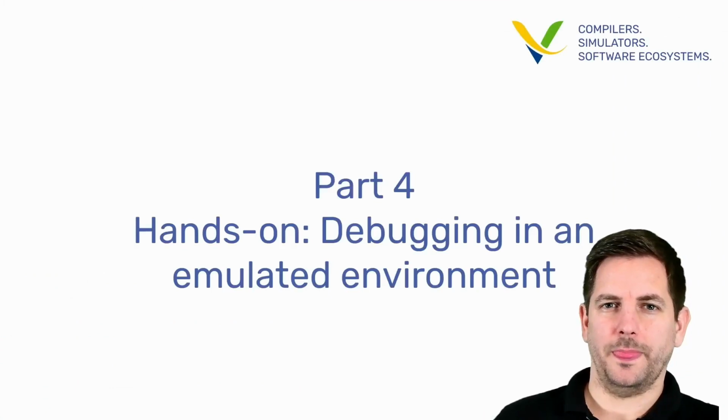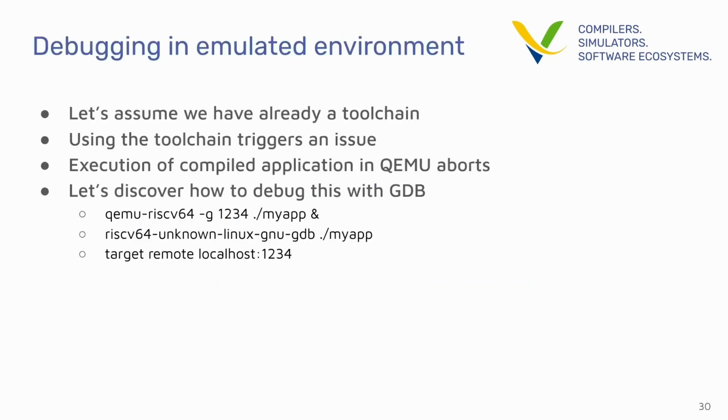In part 4, we will have a look how debugging works in an emulated RISC-V environment. Since we're focusing on debugging, let's assume that we already have a toolchain. And imagine that we observe some issue and we don't know exactly what is the cause of this issue. For example, the execution of a compiled application in QEMU aborts. So let's have a look at how QEMU's GDB support can be used for cross-debugging the application. I've listed the essential steps here, but let's go through that on the command line.